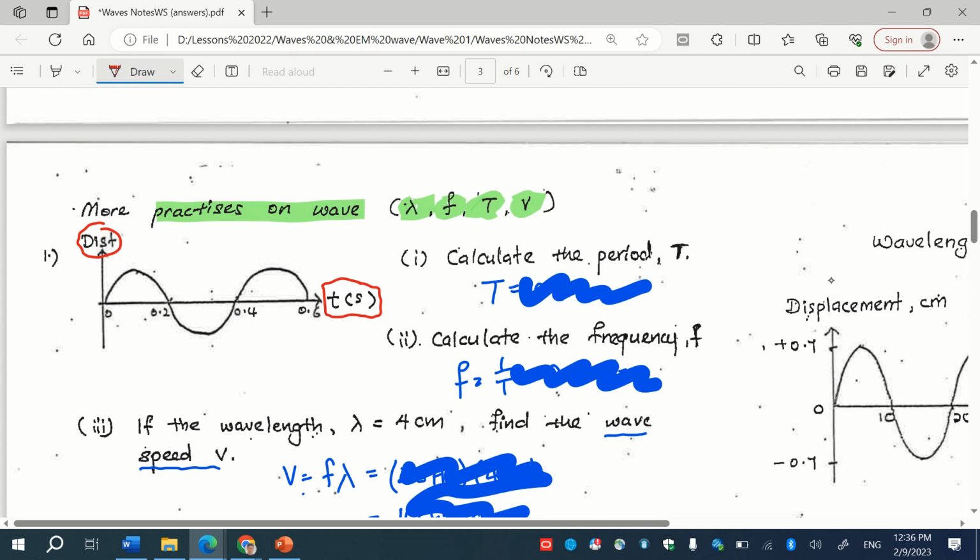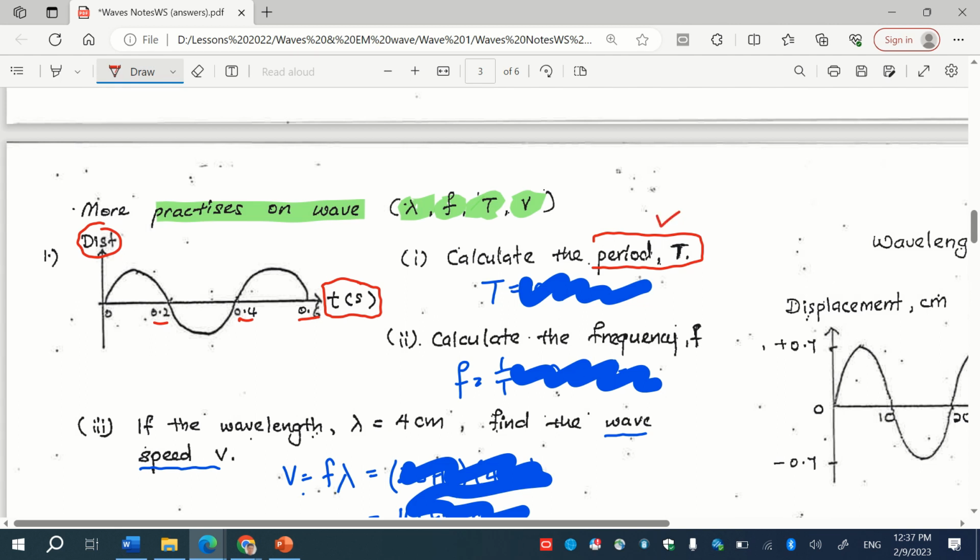Now the question says, first part, calculate the period T. Let's recall, period is the time taken for one wave. This time you don't see 1 second, you see 0, 0.2, 0.4, 0.6. Many times your wave graph comes with this kind of timing. You don't see 1 second inside, you see 0.1, 0.2, 0.3. But it doesn't matter. So long as you can see the period, the problem is solved.